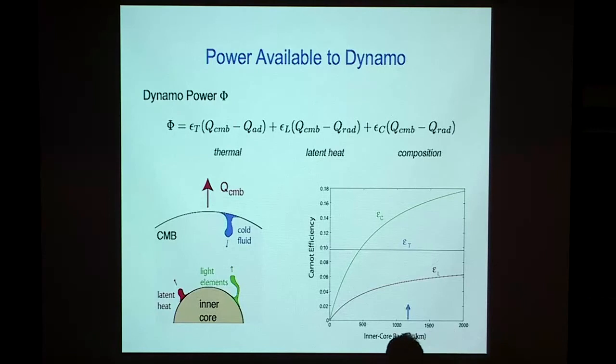Question. Bruce, I noticed that you have epsilon C crossing epsilon T when the inner core is about half the size. Does that have any implication for change of inner core structure? I don't think so. I think this will be mostly a fact.